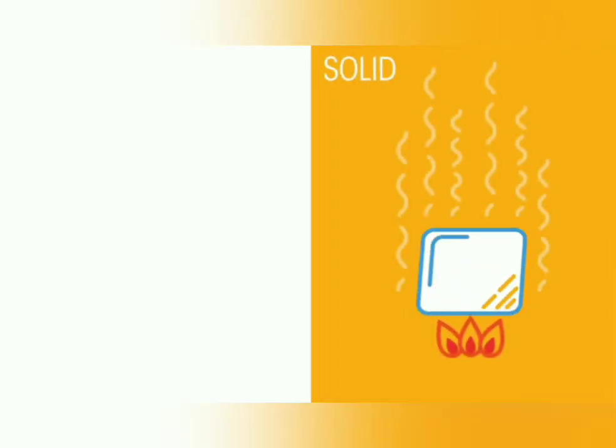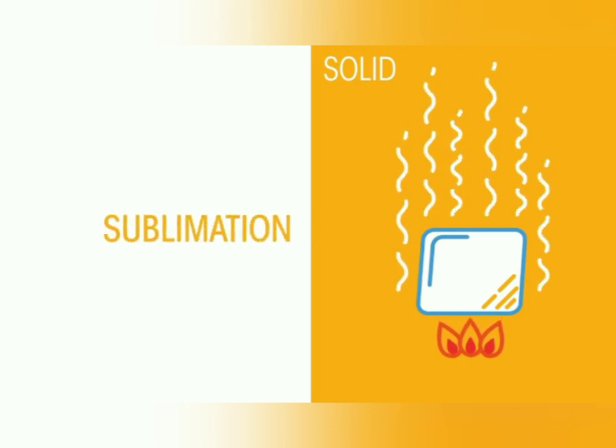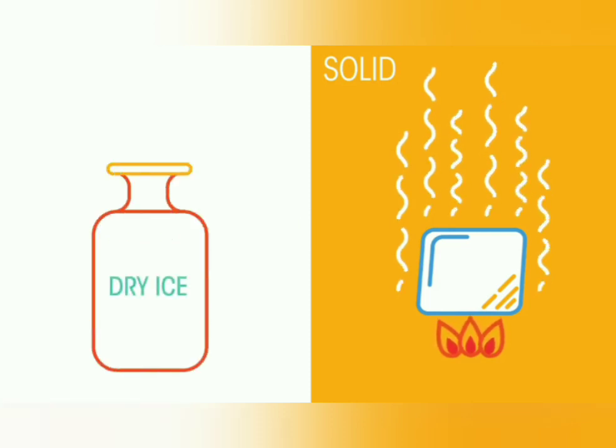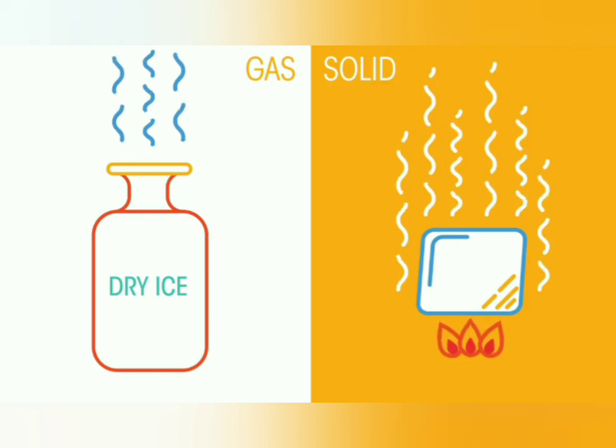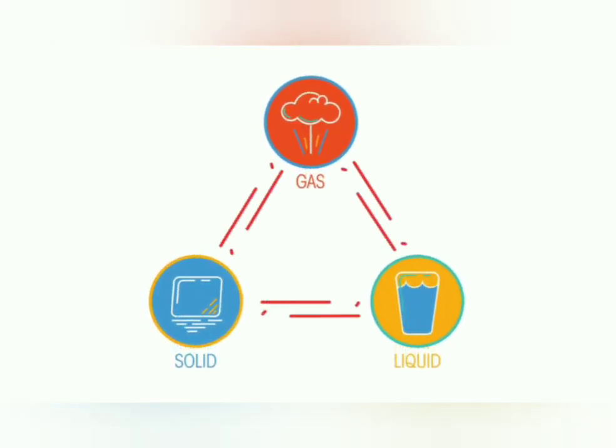So far, so good. But did you know that sometimes when solids are heated, they can turn straight into gases? This is called sublimation. This is only demonstrated by particular materials such as solid carbon dioxide, also known as dry ice. When subjected to a certain pressure, it will turn straight into gaseous carbon dioxide. Liquid carbon dioxide does exist, but it only occurs under very high pressures. Similarly, gases can turn straight into solids when cooled. This is called deposition.